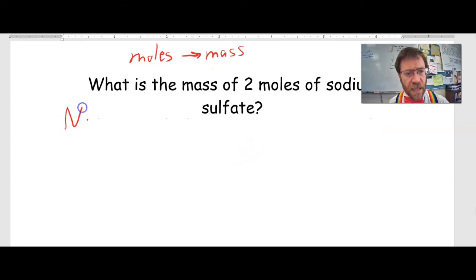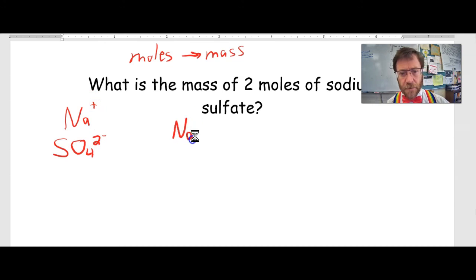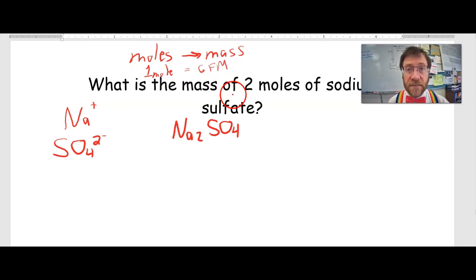So sodium is Na. Sulfate, I'm not really sure. Can't remember the chemical formula for sulfate. SO4, 2 minus. Sodium is always a +1, so it's going to be Na2SO4. Excellent. So to convert from moles to mass, I know that 1 mole is equal to the gram formula mass. So guess what I have to calculate here? You betcha.